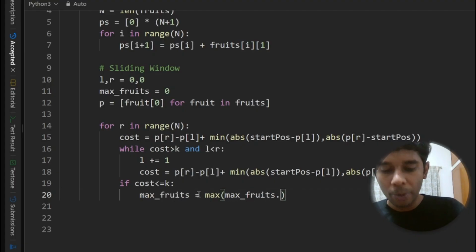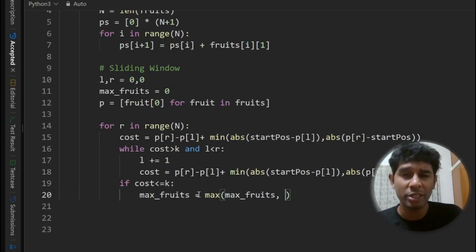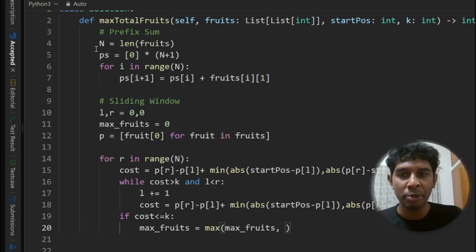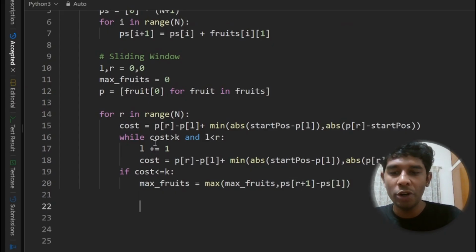Okay, now we have our right and left pointers, but how do I calculate the sum of fruits within that window represented by the right and left pointers? Very simple. That's why we calculate the prefix sum list. So it's going to be ps of R plus 1 minus ps of L, right? And all you have to do now is just return max fruits.